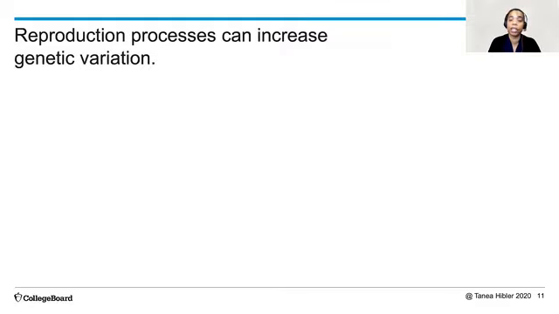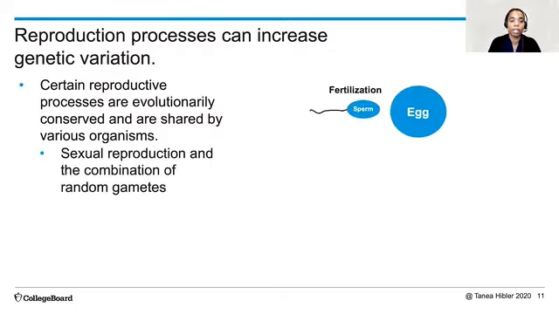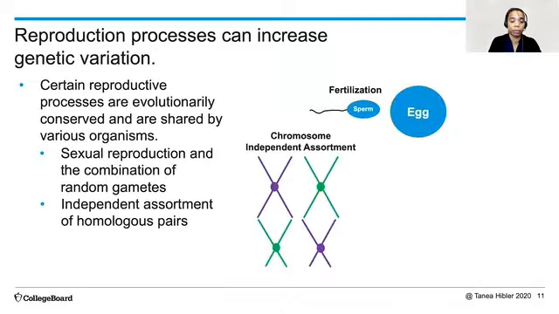Reproduction processes can increase genetic variation as well. Certain reproductive processes are evolutionary conserved, and they're shared by various organisms. Sexual reproduction and the combination of random gametes is one of the ways that we increase genetic variation. You never know which sperm and which egg are going to combine and which genes they have, and so we get all types of new combinations as a result of sexual reproduction.